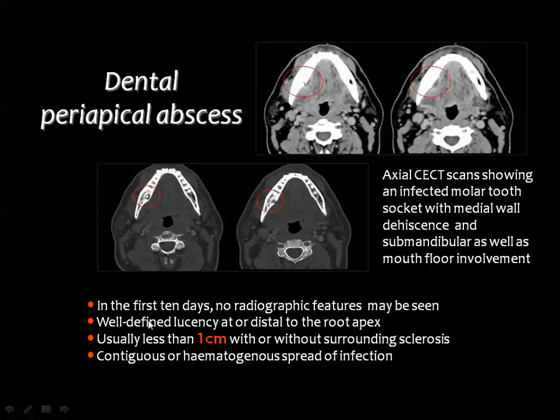And this is an example of a dental periapical abscess. In the bone window image, you see there is a small area of osteolysis surrounding the apex of this tooth, and there may be some cortical disruption here, and this will result in the spread of infection to the adjacent soft tissues, which are here now representing the mouth floor muscles.